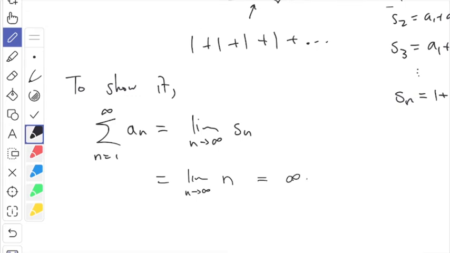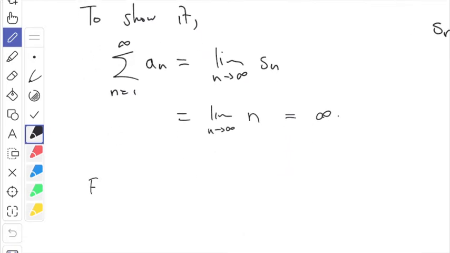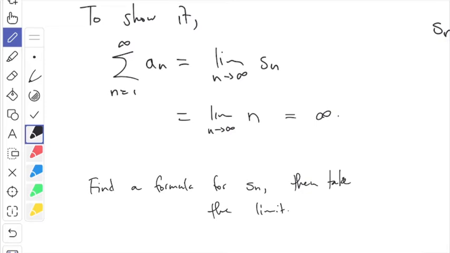So this is how you demonstrate it. What you have to do to evaluate a series is find a formula for Sn, and then take its limit, right? This is the method. Find a formula for Sn, then take the limit. And in this example, the formula was Sn equals n, because Sn was just 1 plus 1 plus 1, n times. That adds up to n. All right? Any questions about that one?